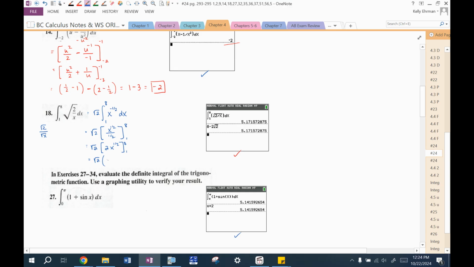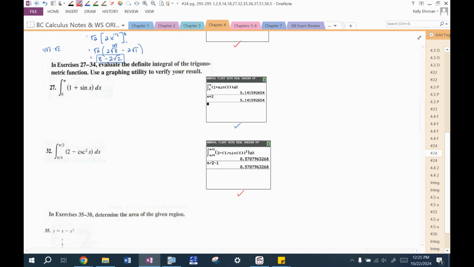So when I plug in 8, I get 2 radical 8 minus 2 times radical 1. Clean this up a bit. 2 times radical 8 is 4 radical 2. 4 radical 2 times radical 2 is 4 times 2. So that's 8. And then radical 2 times -2 is just minus 2 radical 2. If I check on my calculator, I got this decimal answer, and then I verified that 8 minus 2 radical 2 is that same decimal answer.